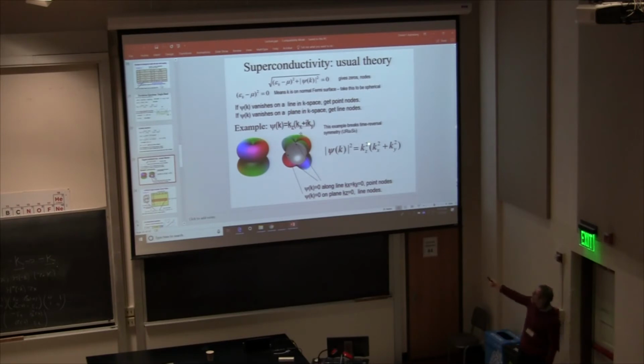We can also get zeros when kz equals 0. That gives the xy plane, which intersects the sphere along this line in the basal plane, and we get this line node here. So this example has both point nodes and line nodes.